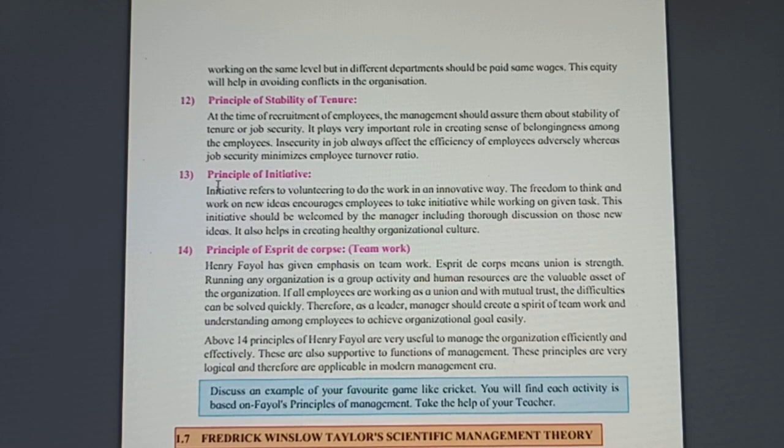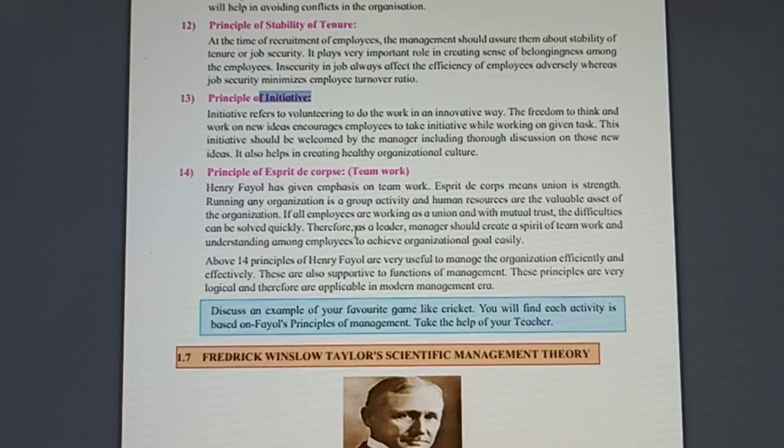13. Principle of initiative. Principle of initiative refers to volunteering to do the work in an innovative way. See, work pending and work to be done is decided by the person himself. So if he takes the initiative, okay, I have to do this work as soon as possible, then he has taken the initiative in the right direction. So principle of initiative is important in every culture and every corporate office.